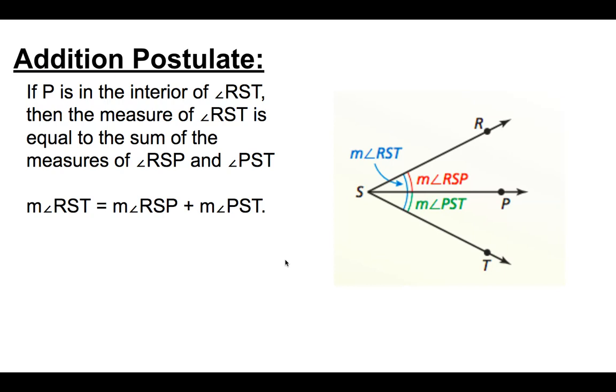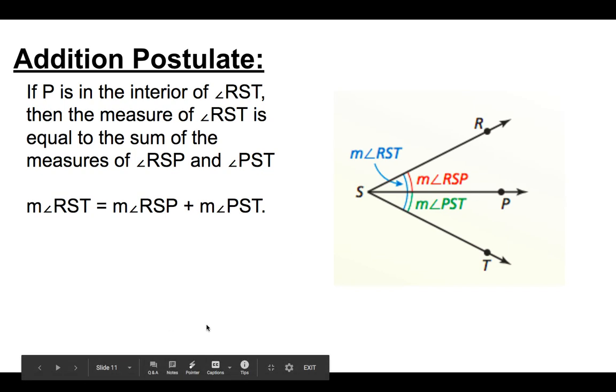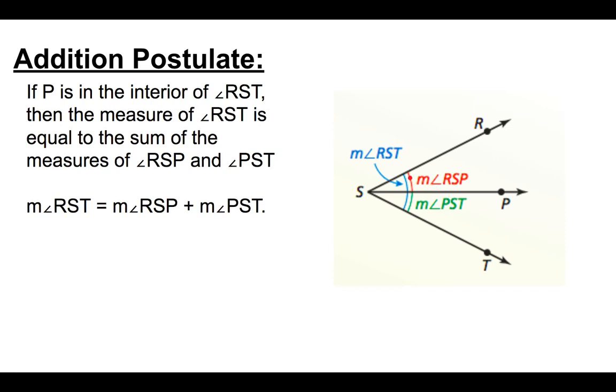Okay, so the addition postulate. If P is in the interior of angle RST, then the measure of RST is equal to the sum of the measures of RSP and PST. All that this is saying is that if we were trying to figure out the degree of angle RST, and we were given the measurements of these two smaller angles, so let's say this angle here was 30 degrees and this angle here was 30 degrees, then if I wanted to know the degree of RST, I could just take those 30 degrees and those 30 degrees and add them together and get 60.